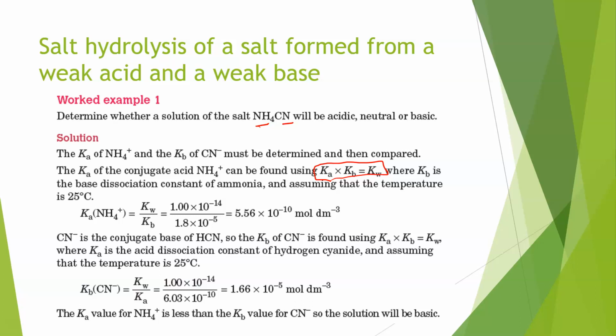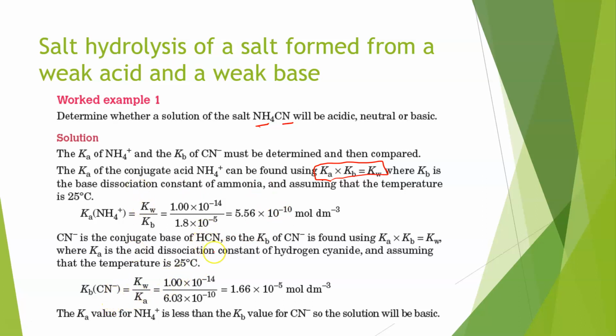In this case, we are told that we can't find the Ka of the ammonium cation, so we're going to rearrange to have Ka is equal to Kw over Kb. The Kb is coming from our data booklet for the cyanide anion, and then we will determine that this is 5.56 times 10 to the negative 10. We can then work out the Kb.